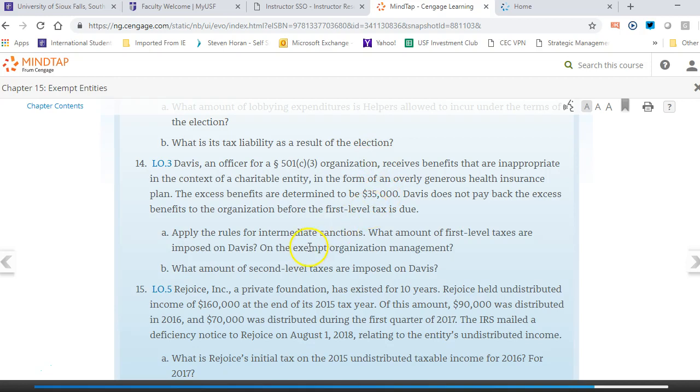Then we have the second level. The second level only comes into play if Davis does not reimburse the charity for the $35,000. If he does not reimburse the charity, he has to pay the second level tax, which is 200% times the benefit. So basically double the benefit, which is $70,000. Okay, so for letter B, the answer is $70,000.